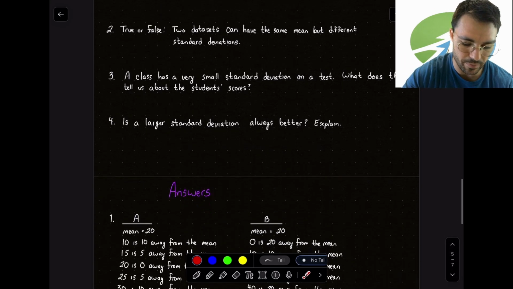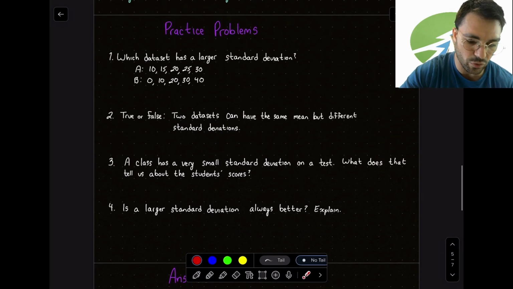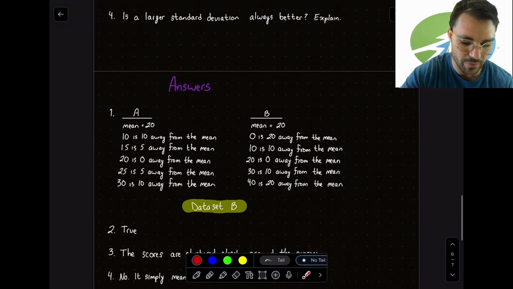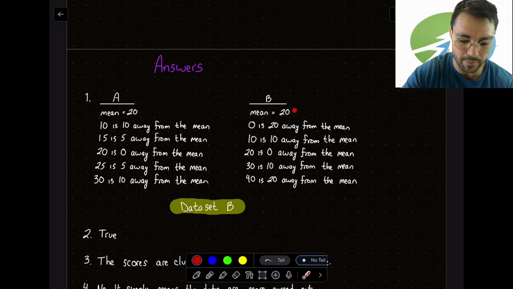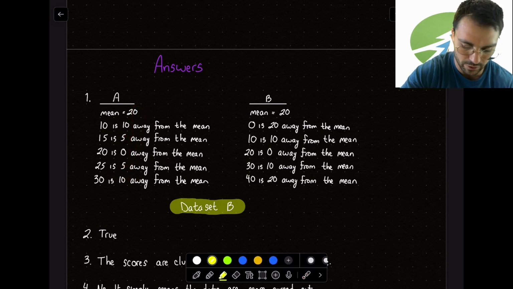Let's see the answers. So for the first one, which data set has a larger standard deviation? Data set A, I took the mean and got 20. Data set B, I took the mean and they're both 20. And we observe every point. 10 is 10 away from the mean, 20, 15 is 5 away from the mean, 20 is the mean, 25 is 5 away, and 30 is 10 away. So we have a distance of 5, 10, 0, 5, and 10. I'm going to highlight those.